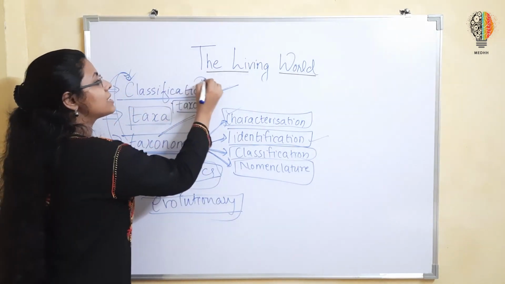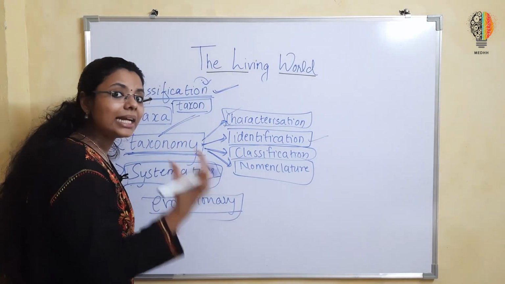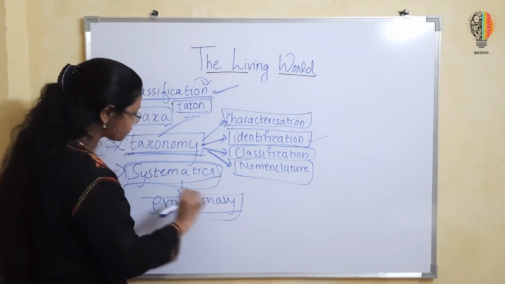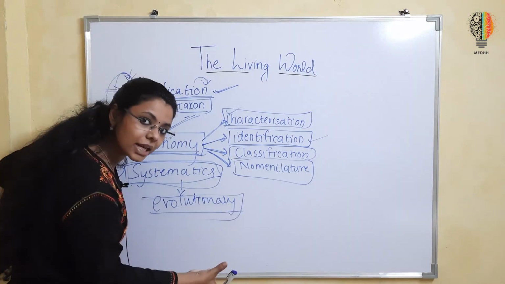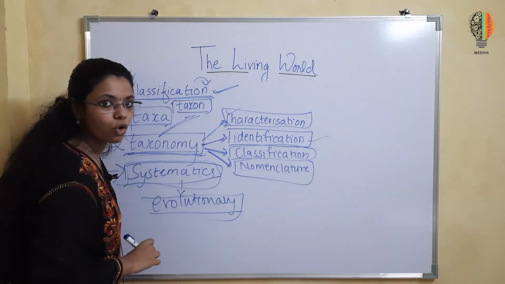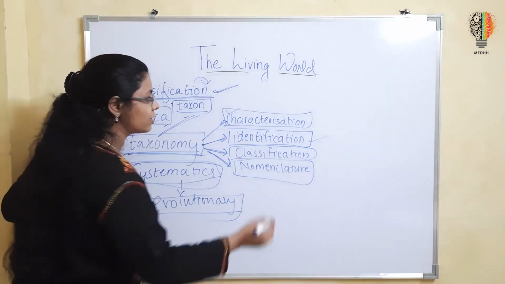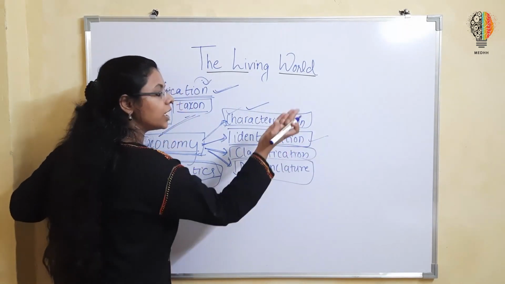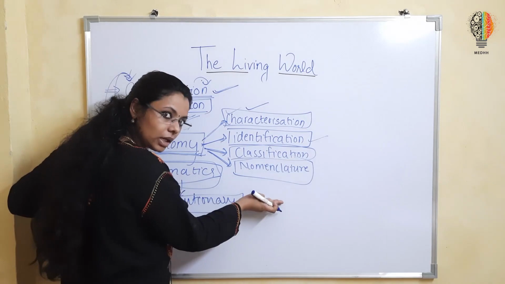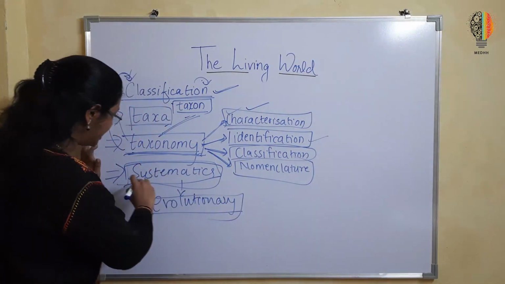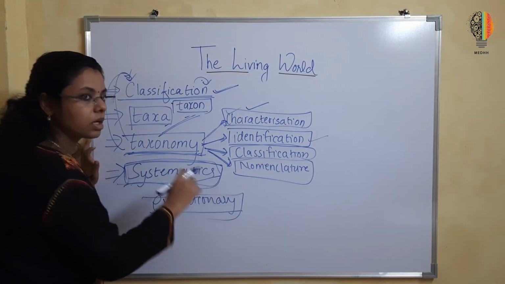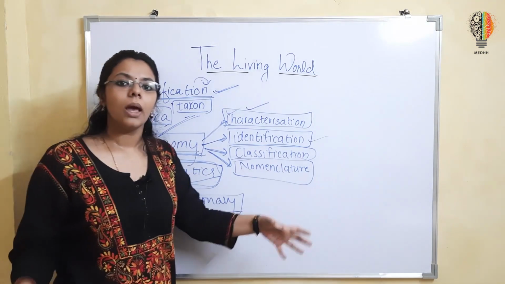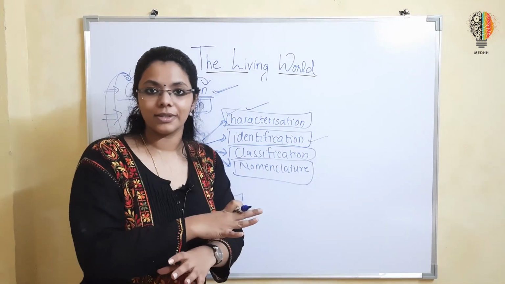Classification means categorizing things. The scientific name of categories is taxa or taxon. So what would be the process of classification? It is taxonomy. How do you do taxonomy? First characterization, then you identify, then you classify, then you do the nomenclature. Then another branch, while studying living things, is systematics, the relation between different organisms.